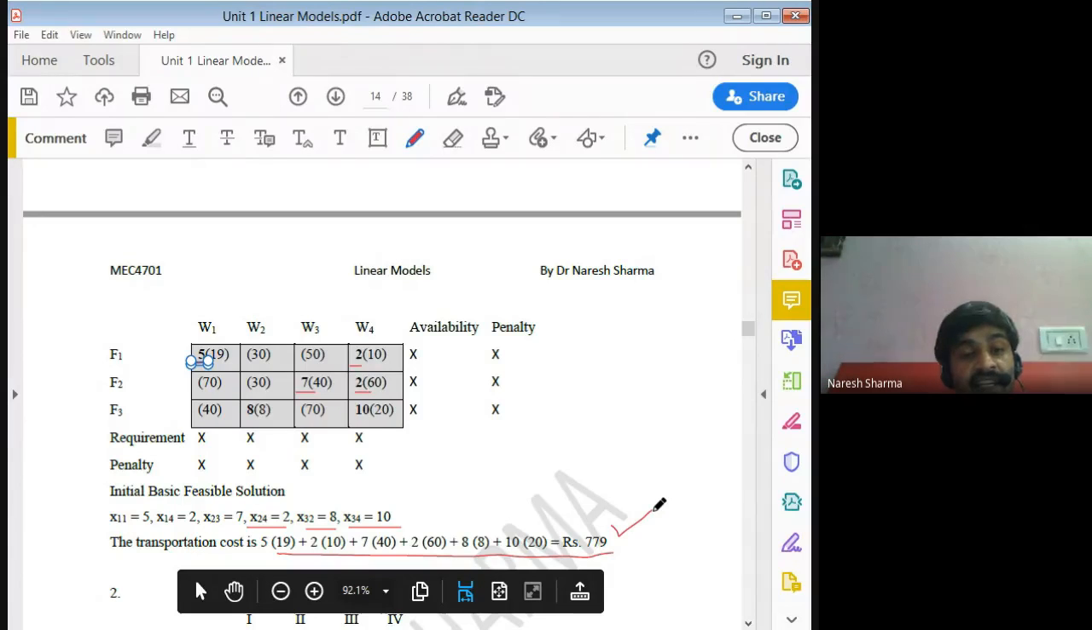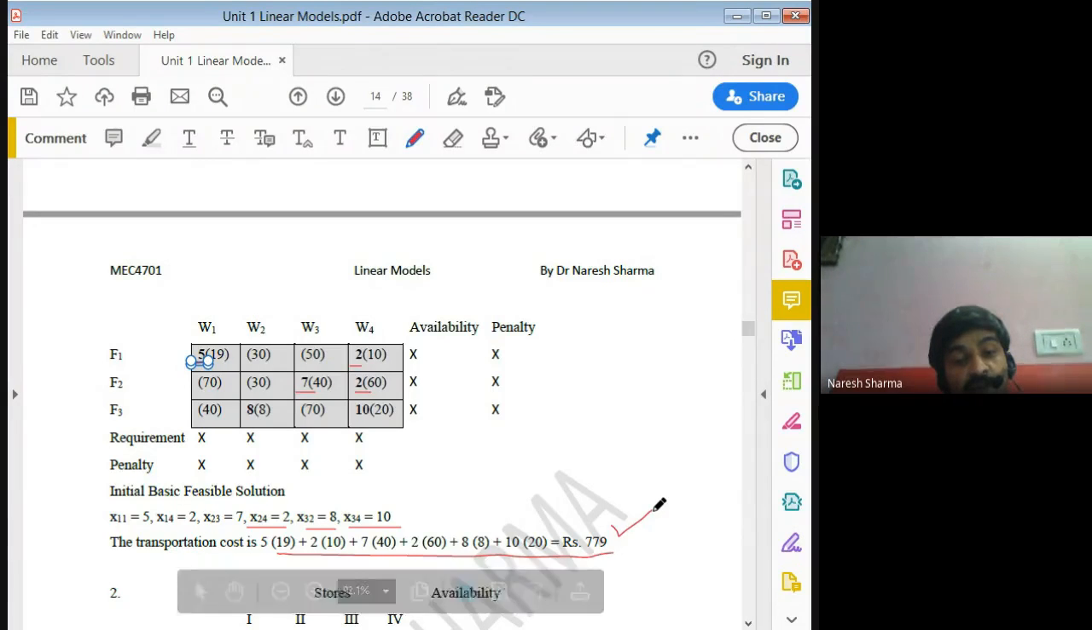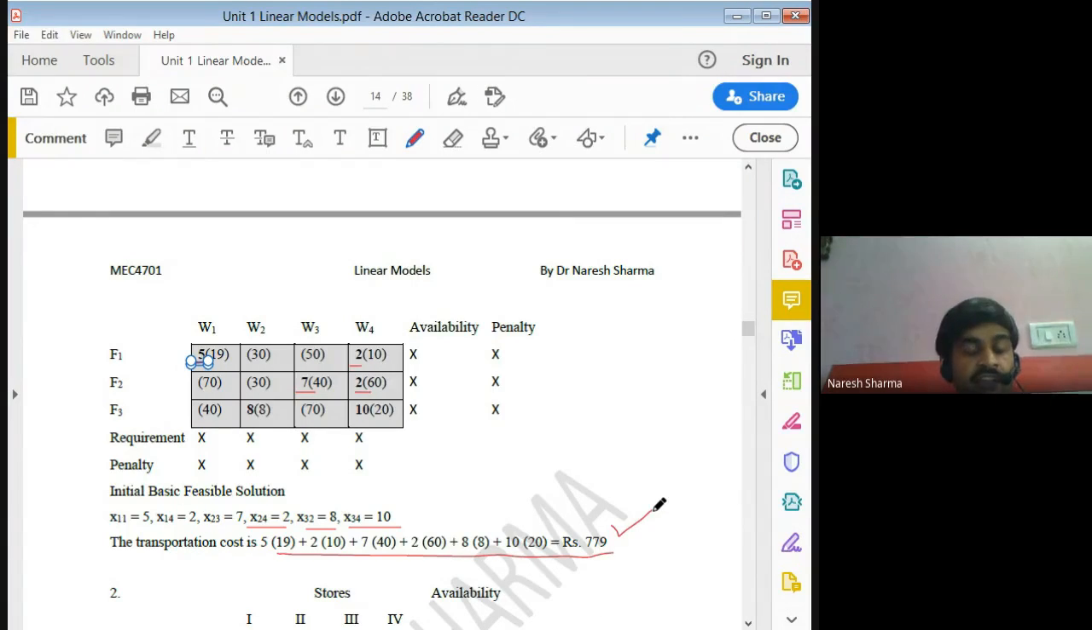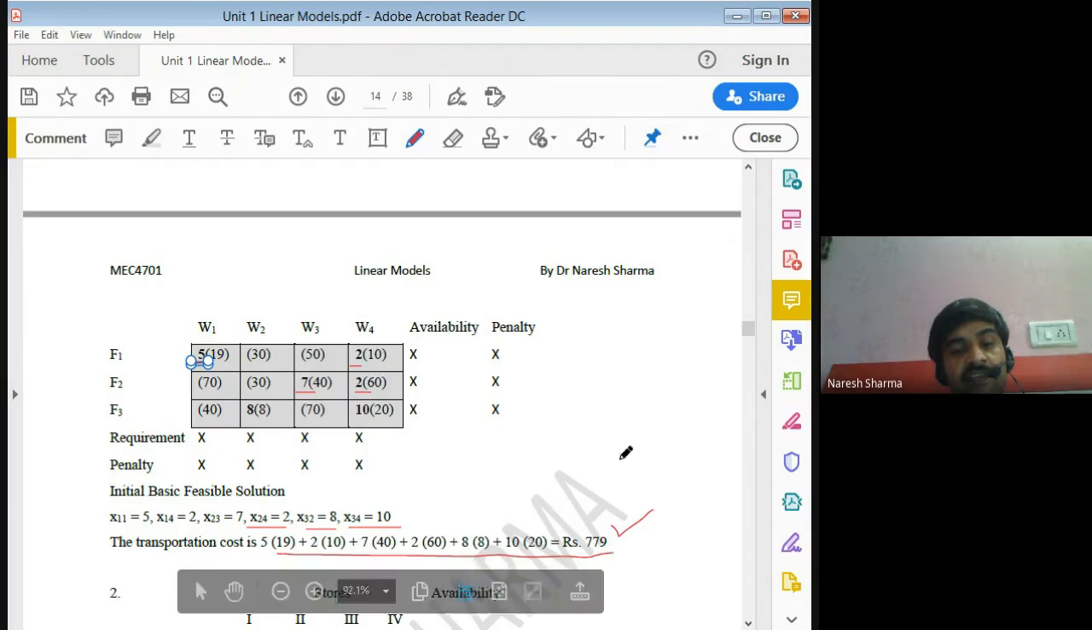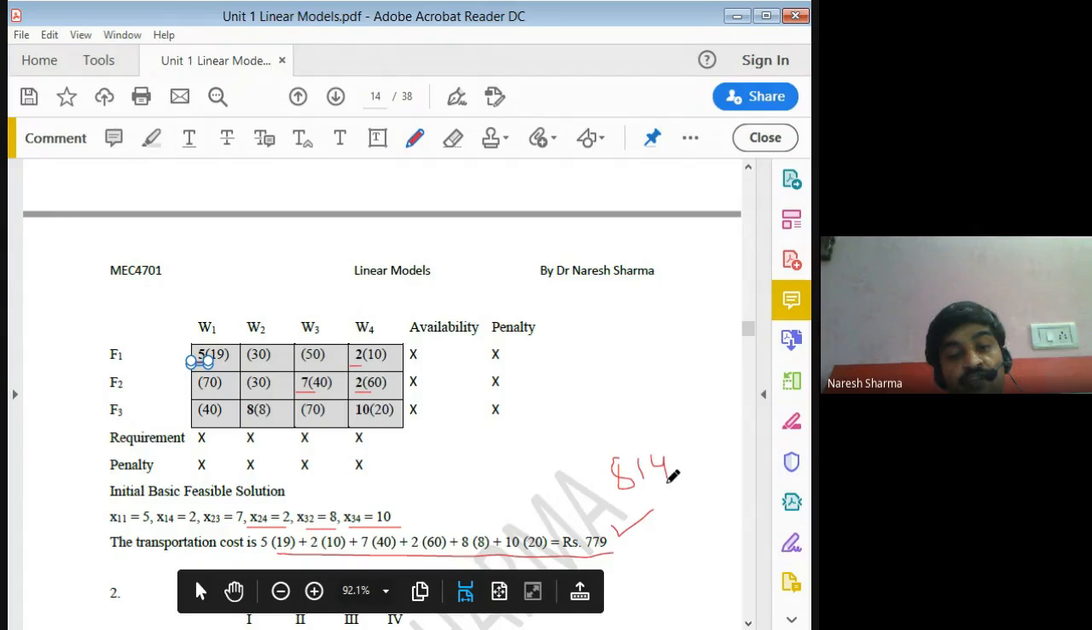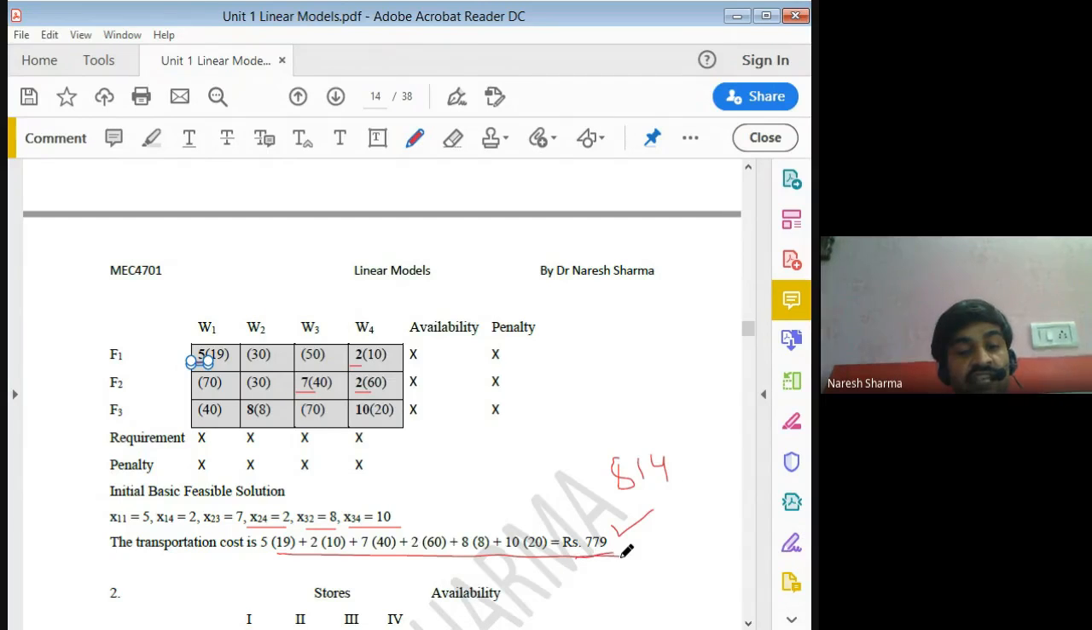Right? Keep in mind, if you see here the same problem, your least cost method gave you a result of 814, but here, with the Vogel method, you got 779. So your cost is minimized, right? So obviously you prefer your Vogel method. The Vogel method gives you a better approximation.